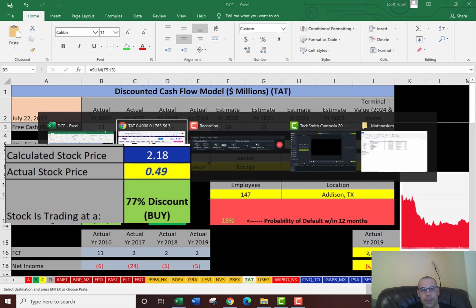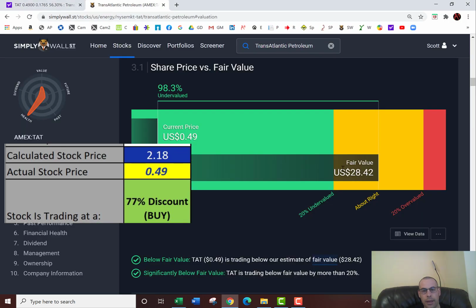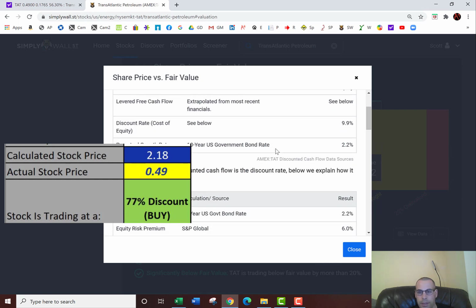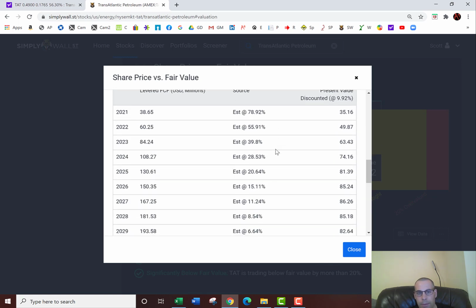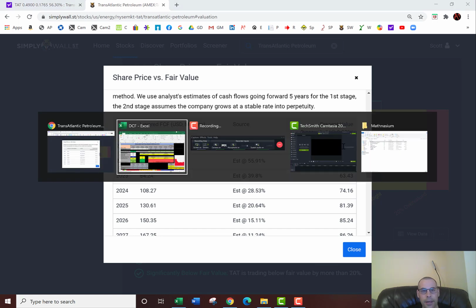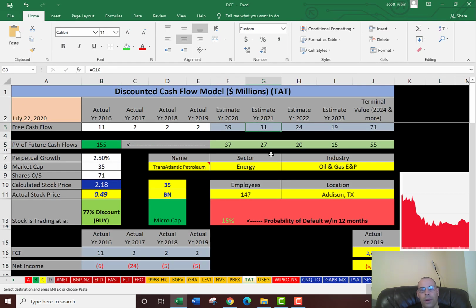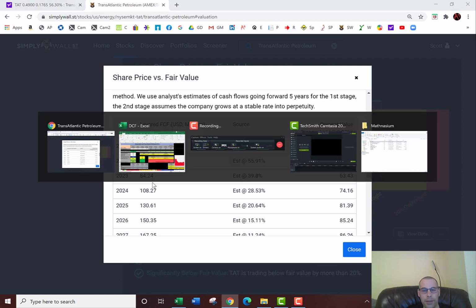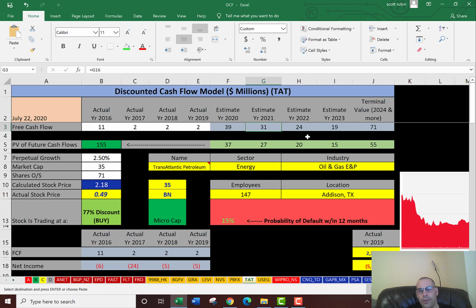Let's see what Simply Wall Street values the company at. They're way higher at $28. If you hit the View Data button, you can see how Simply Wall Street got its numbers. And they pretty much pull analyst estimates, and I think that's how they get all their numbers. So you can see the 2021 free cash flow, $38 million, and then they discounted it to $35 million. And I'm a little lower at $31.27. And then they go up to $60 million, then $84 million, then $108 million. They're growing the free cash flow a lot faster than I am.